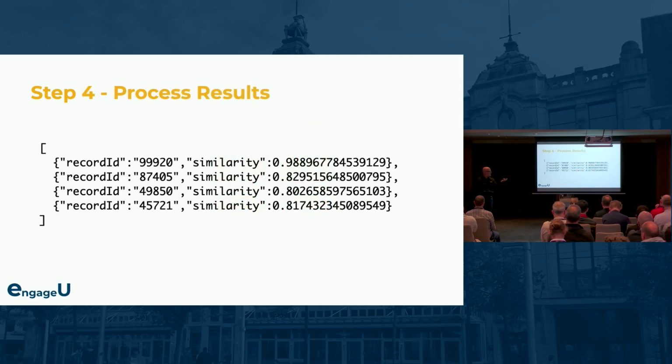And that's going to look something like this. We've got your record IDs, and you've got a similarity score on the right. The similarity score tells you how close the vector embeddings were to each other and gives a good indication of whether you have a likely match.